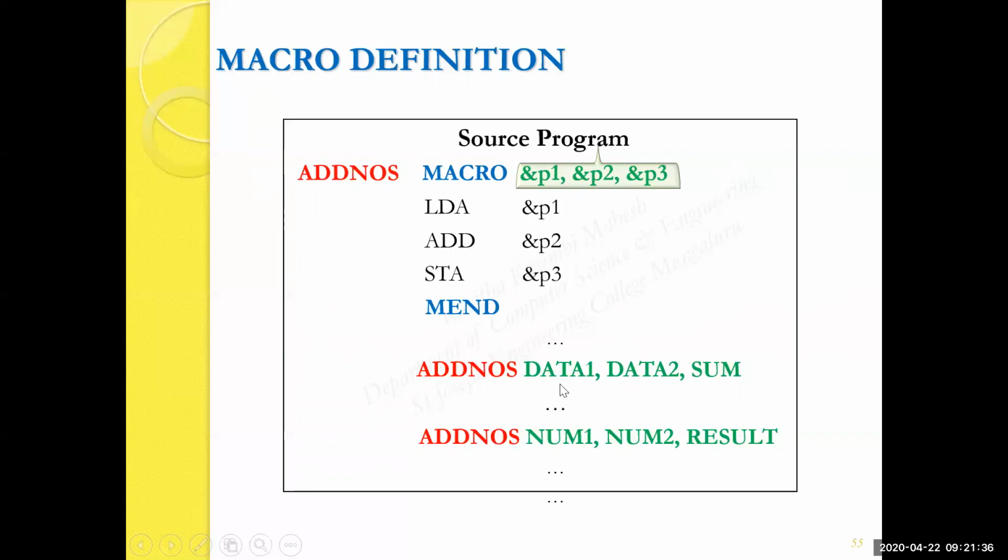In the first invocation we have a list of three arguments, DATA1, DATA2, and SUM, which are substituted for P1, P2, and P3 respectively. The second invocation again refers to the macro ADDNUMBERS, and the arguments this time are NUM1, NUM2, and RESULT. NUM1 will be substituted for P1, NUM2 for P2, and RESULT in the place of P3.